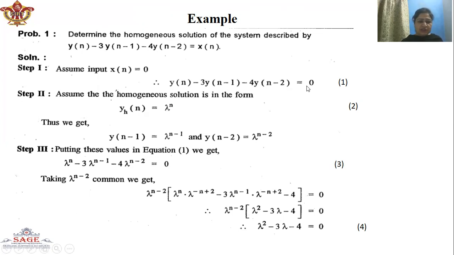Now we will assume the homogeneous solution in the form of lambda raised to power n. So when we write y[n-1], we will write lambda^(n-1). In case of y[n-2], we will write lambda^(n-2). So I'll get the equation lambda^n minus 3 lambda^(n-1) minus 4 lambda^(n-2) is equal to 0. I'll take lambda^(n-2) common. So the equation I'll get, given in the bracket, is lambda square minus 3 lambda minus 4 is equal to 0. So I'll solve this characteristic polynomial lambda square minus 3 lambda minus 4 is equal to 0.